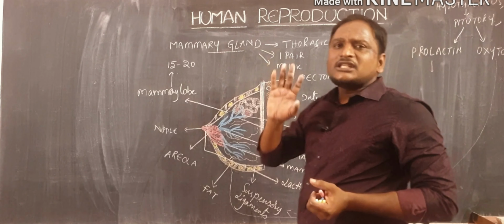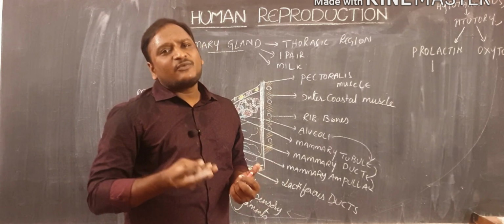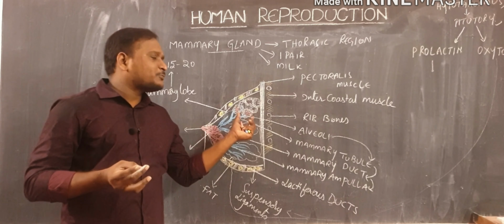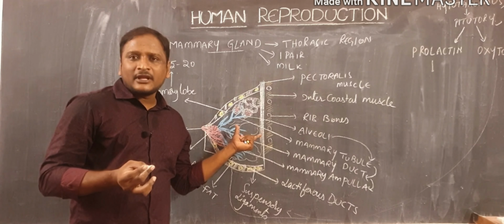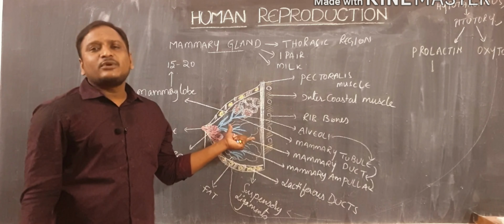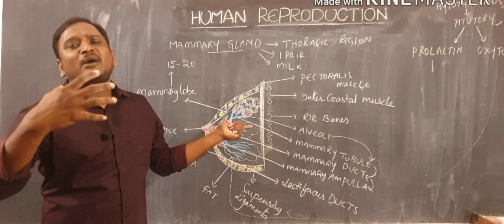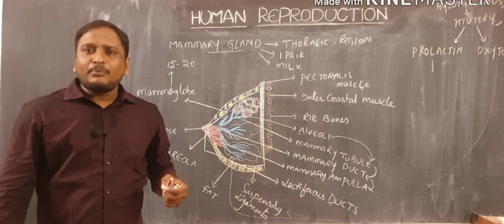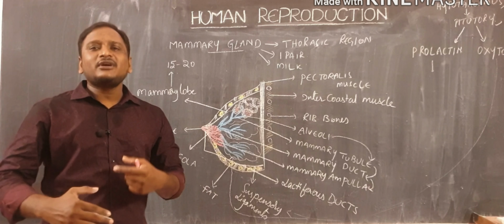So with this, we discussed the parts present in the female reproductive system, the parts present in the external genitalia, and the parts present in the mammary gland. And next we will discuss how ova formation takes place in the ovary, follicular development, and the menstrual cycle in our next video.